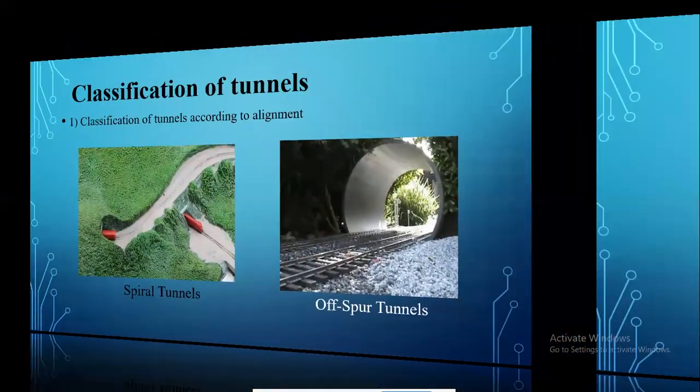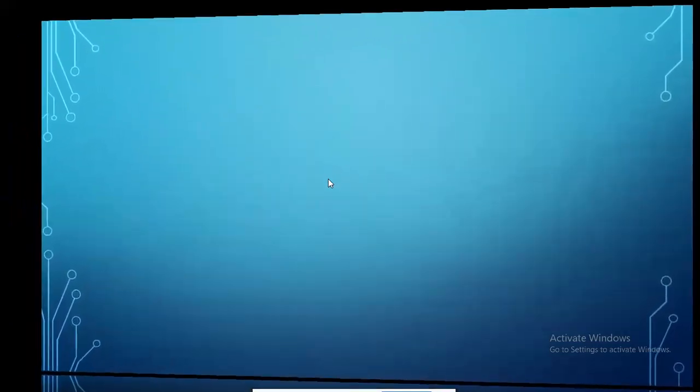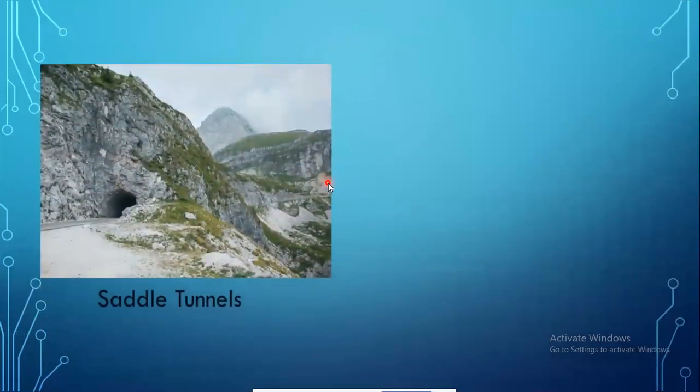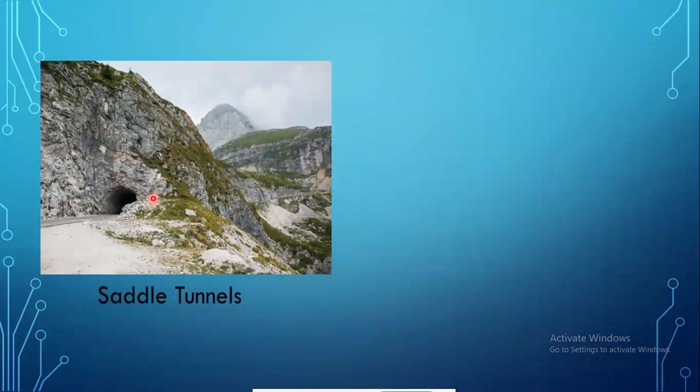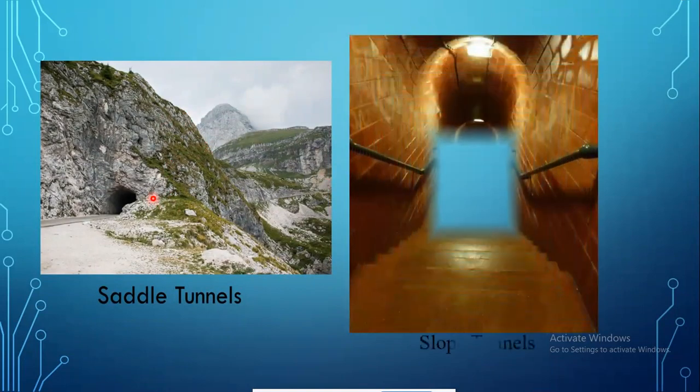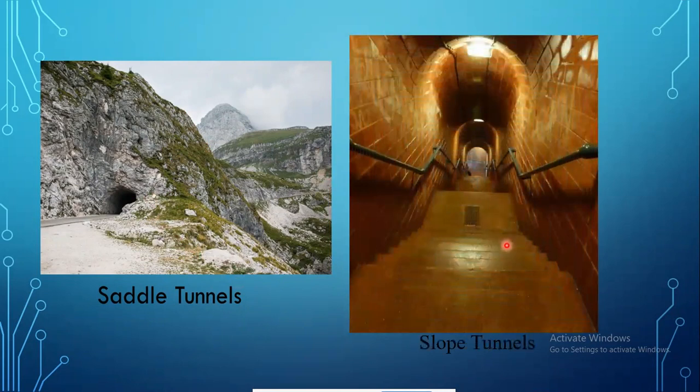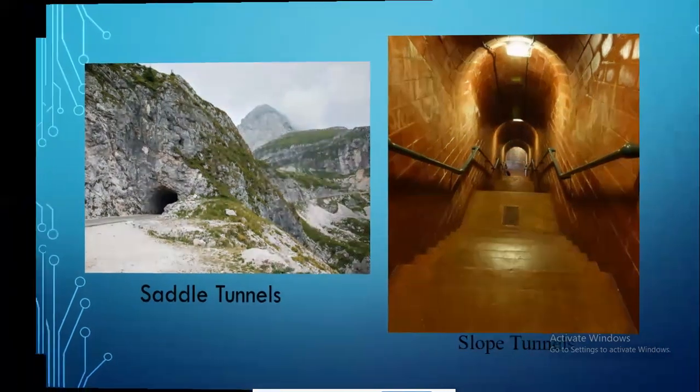Next, here you can see saddle tunnels, which are constructed in the mountains. And here is the slope tunnel. Where there is a gradient difference, in such a case you can go for slope tunnels. Here you can see such a gradient difference; this is also an example of a slope tunnel.